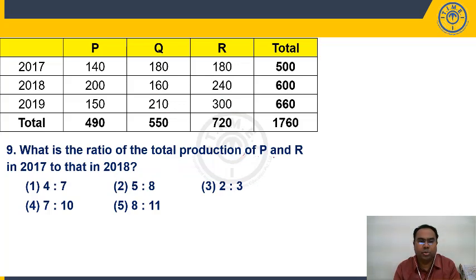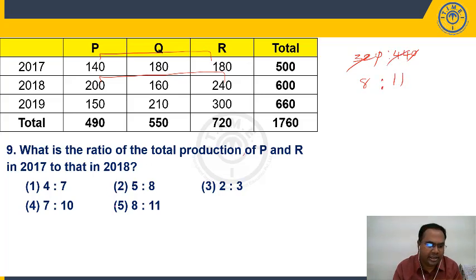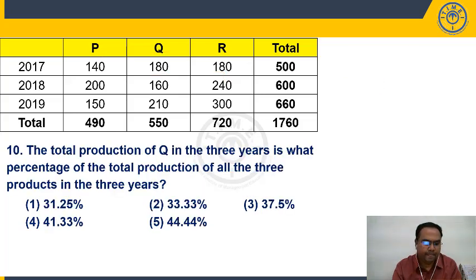Ratio of total production of P and R in 2017: 140, 180, 320. Is to 2018: 200, 240, 440. So 4 8s, 4 11s. 8 is to 11, it is present in the fifth option.